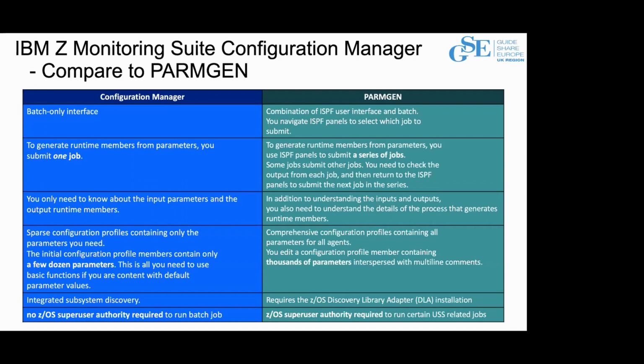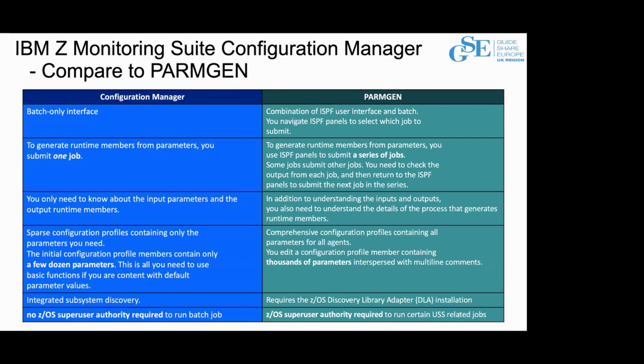Okay, so you only need to know about the input parameters and the output runtime members. So with the Configuration Manager, just input parameters, similar to, I guess, PalmGen, where you do need to have some standard agent parameters that you need to ensure are correct because your environments might have different data set names and so on. But I'll show you an example of what that means. In PalmGen, you need to understand the inputs and outputs. As I said earlier, there are thousands of parameters that you need to be able to see or validate, and you need to understand the process that generates the runtime members.